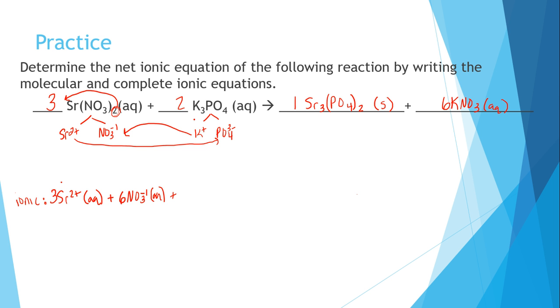From there, I have a K+, so I have to look. This 3 doesn't normally belong down there. It came from the charge on phosphate. So this 3 gets thrown out to the front, and this becomes 3 times 2 is 6 potassium.